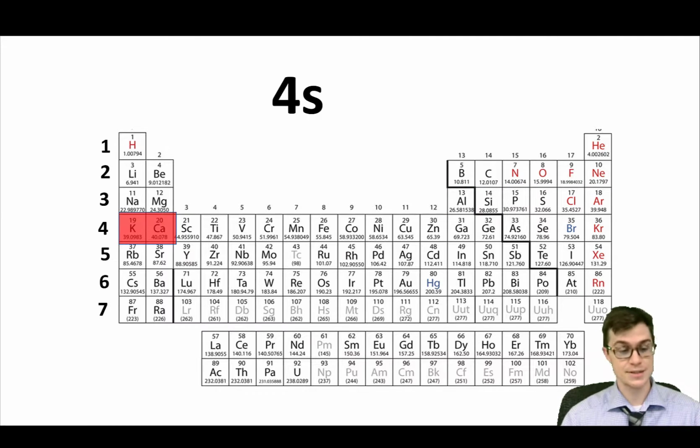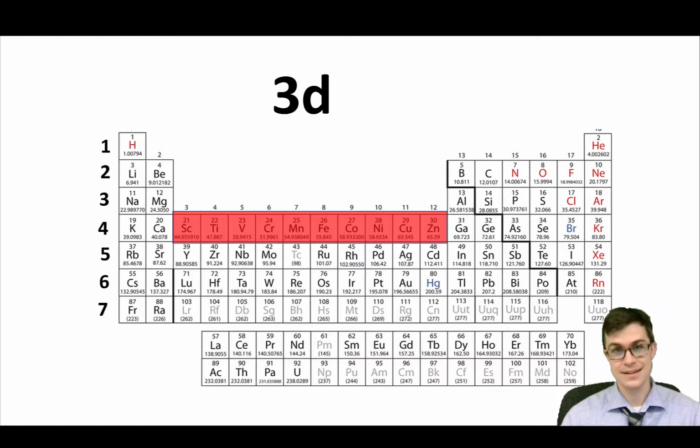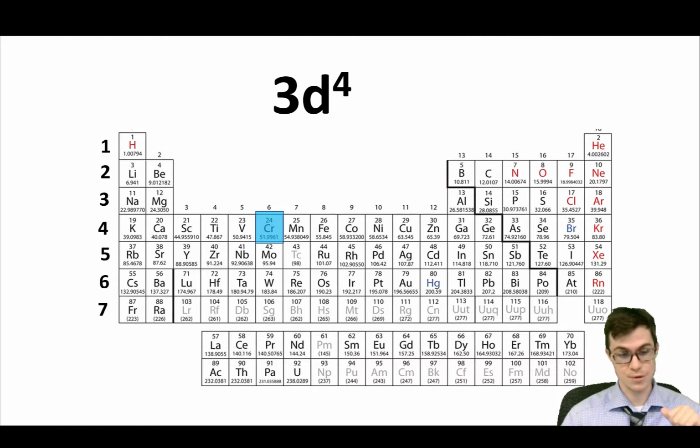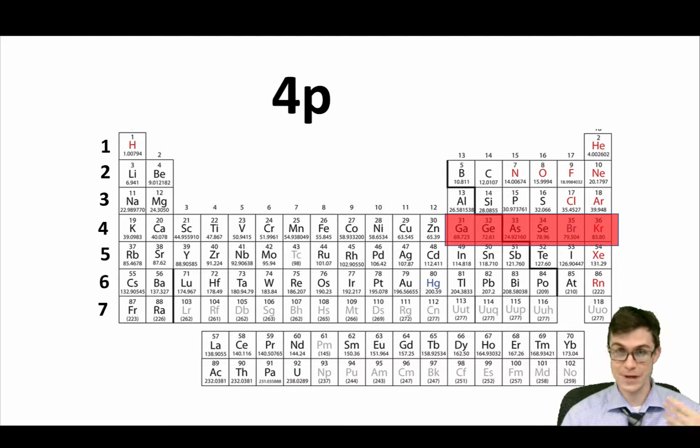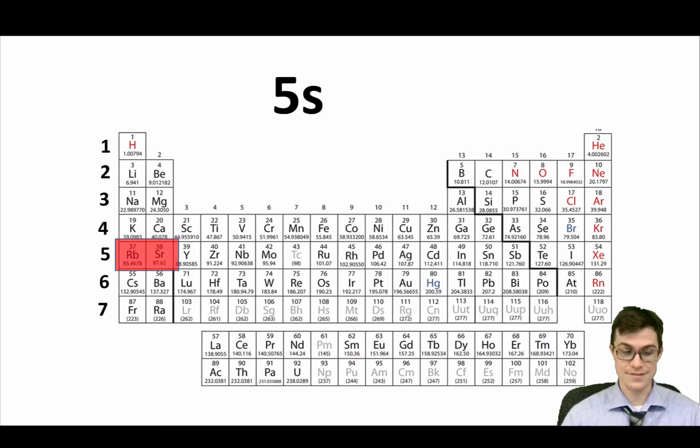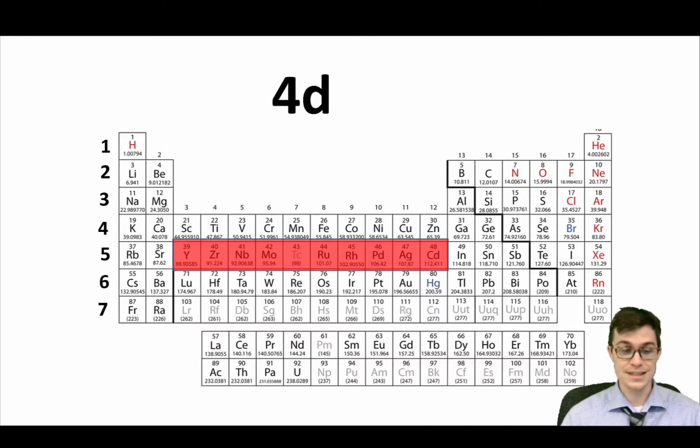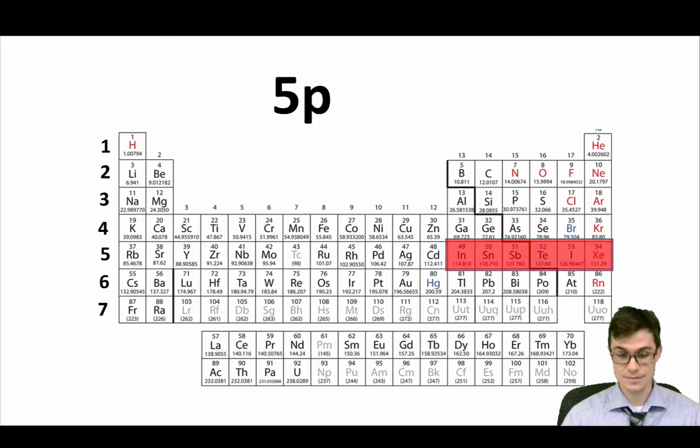4s, now the s makes sense when you go down 4 rows. So 4s1 is K, 4s2 is Ca, but then remember it doesn't go 4d, it goes 3d. So then you have 3d, 1, 2, 3, 4, 5, 6, 7, 8, 9, and 10. Then you go to the 4p, it goes back to normal for the p block. 1, 2, 3, 4, 5, 6. Then 5s, 1, 2. Then 4d, and you got 4d, 1, 2, 3, 4, 5, 6, 7, 8, 9, and 10. This is all the 5p's, and to talk about a specific one, you have to tell me it's 5p1, or 2, or 3, or 4, or 5, or 6.